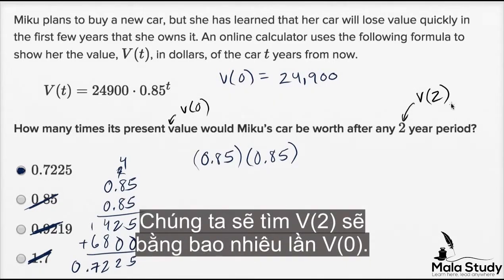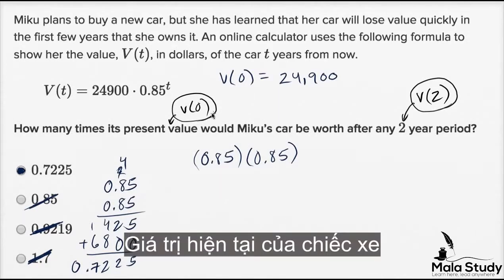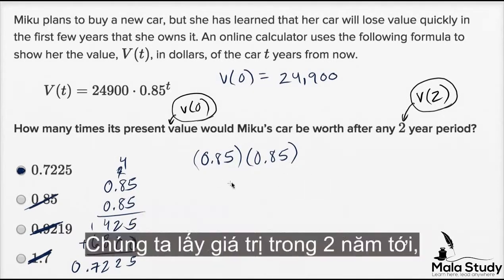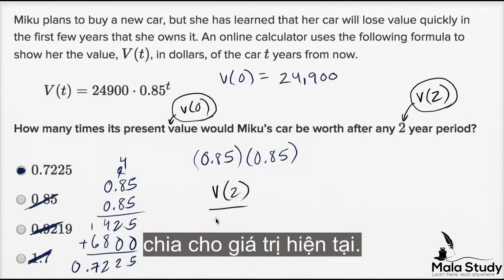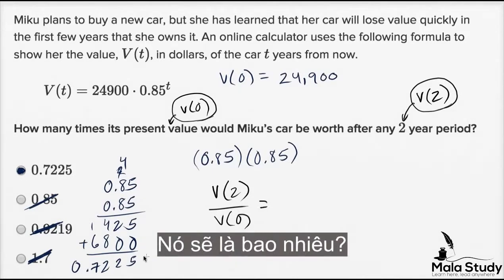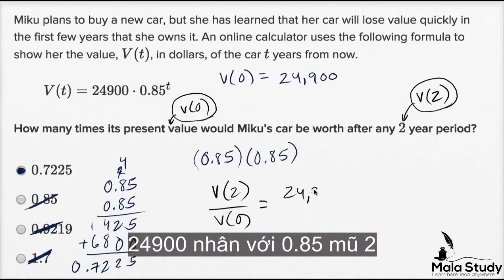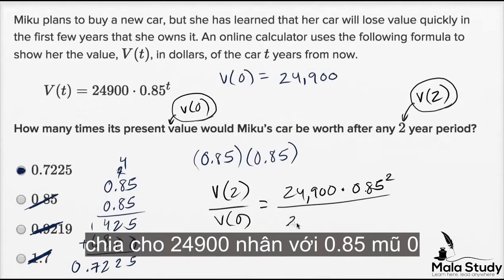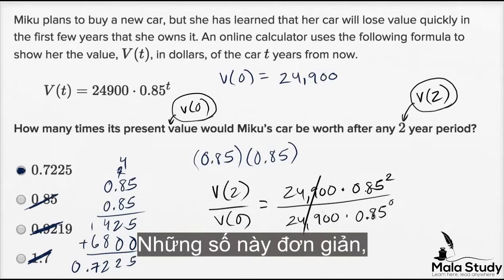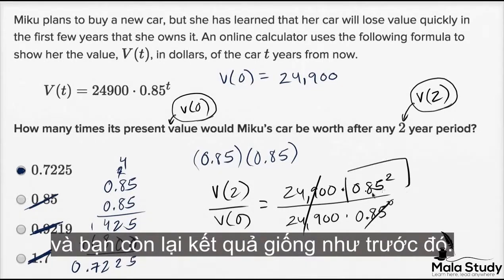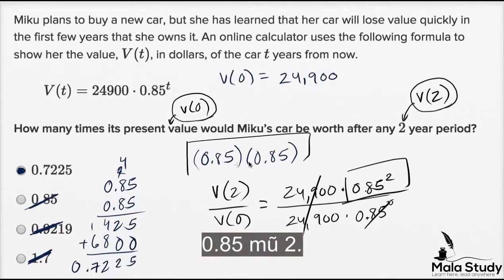So we want to figure out how many times more V of 2 is than V of 0. How many times its present value would its value in 2 years be? Well, we take its value in 2 years and divide it by its present value. What's that going to be? Value in 2 years is 24,900 times 0.85 to the second power over 24,900 times 0.85 to the 0th power. Well, these are going to cancel. This is just 1, and you're just left with what we had before, 0.85 squared.